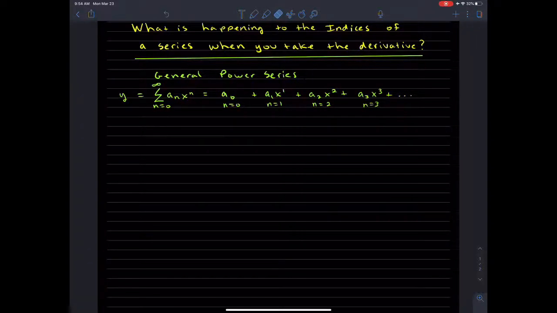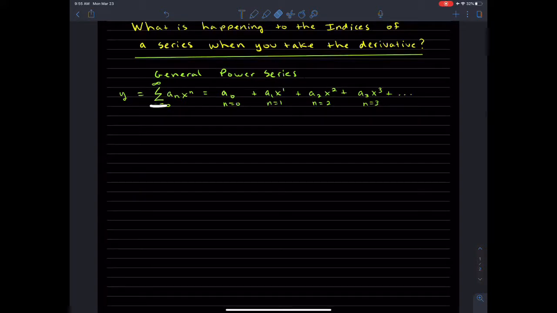So I'm going to talk about what happens to the indices of a series when you take the derivative today. We're going to start with just a general power series centered at 0, and I've already written this one out, and we call it y. Starting at 0 gives me a constant because you plug in x to the 0.